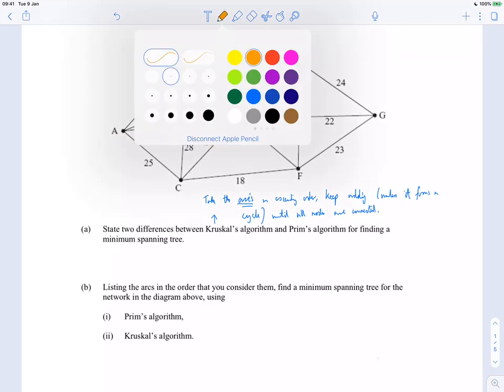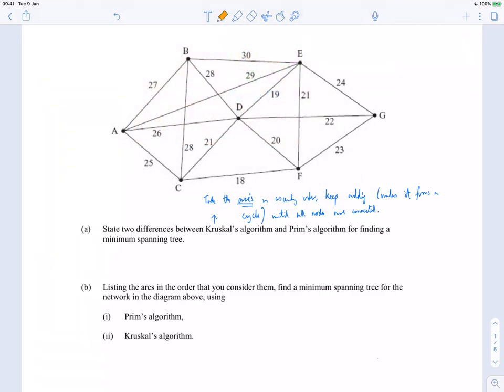What is Prim's algorithm? Well, instead of taking arcs, we consider nodes, and we keep adding the nearest available node until we span the graph, and again, no cycles allowed.